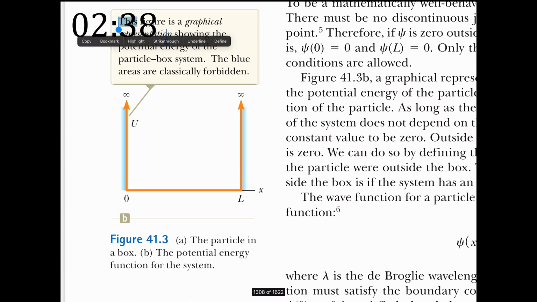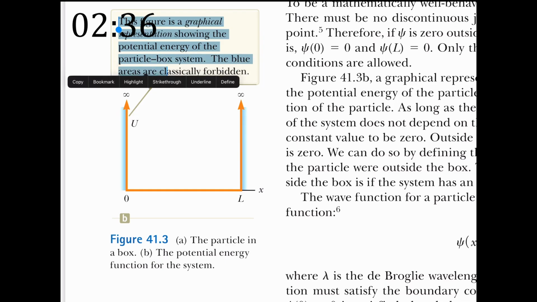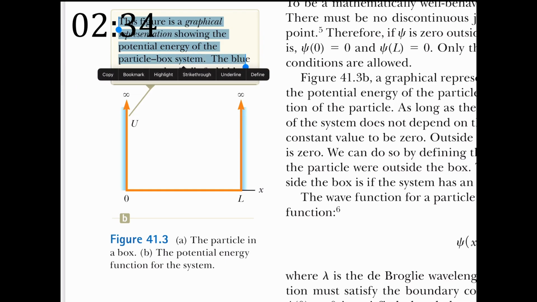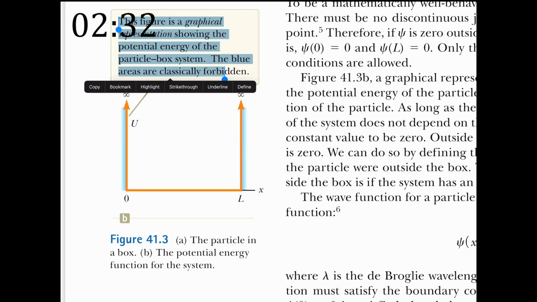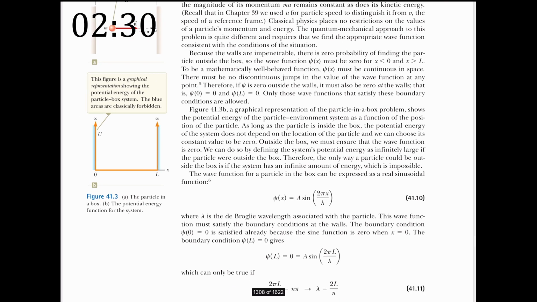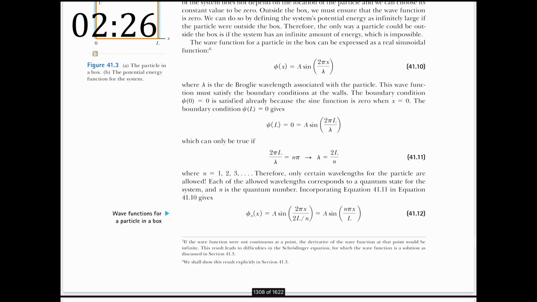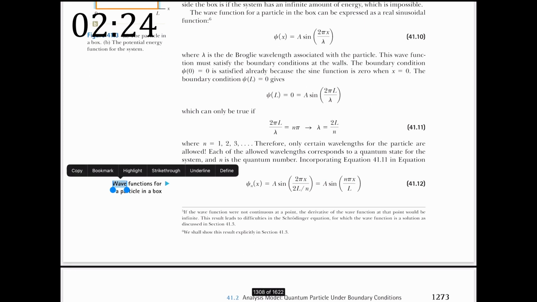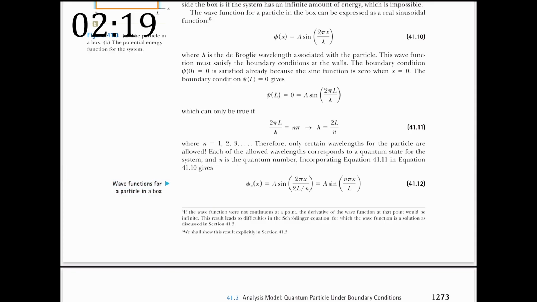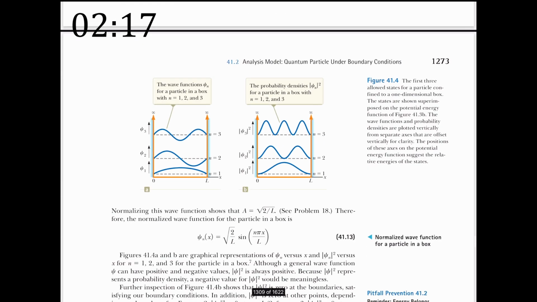This figure is a graphical representation showing the potential energy of a particle-in-a-box system. The blue areas are classically forbidden. Interesting. What is that talking about? What are these little functions here? Not sure, I don't have time to look at them. But I'm going to just keep in mind this wave function is like the focus of the chapter so far. We're going to keep going.